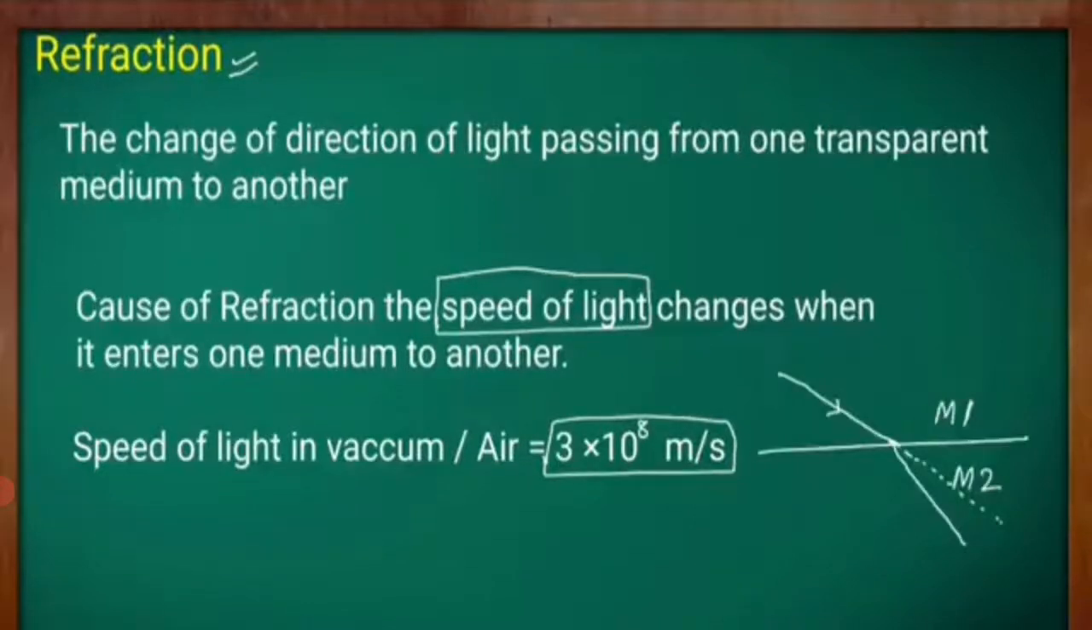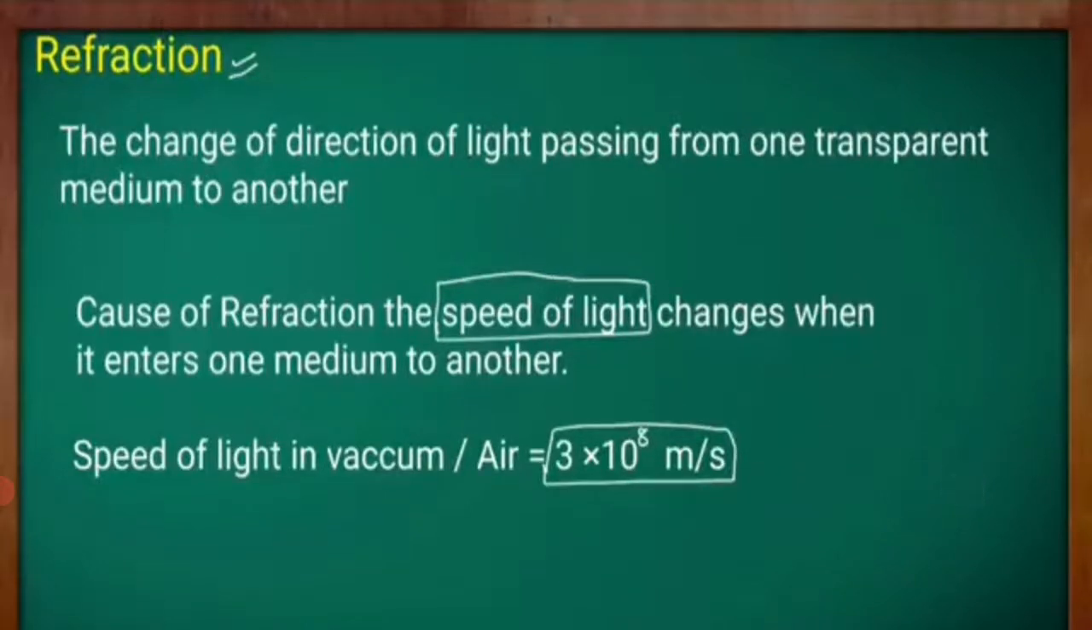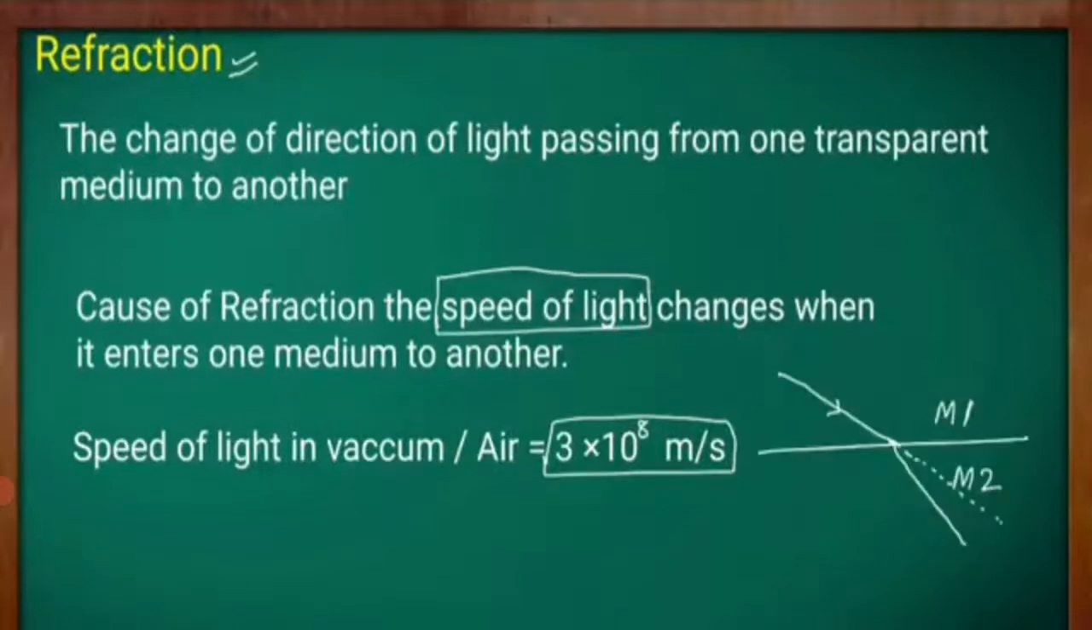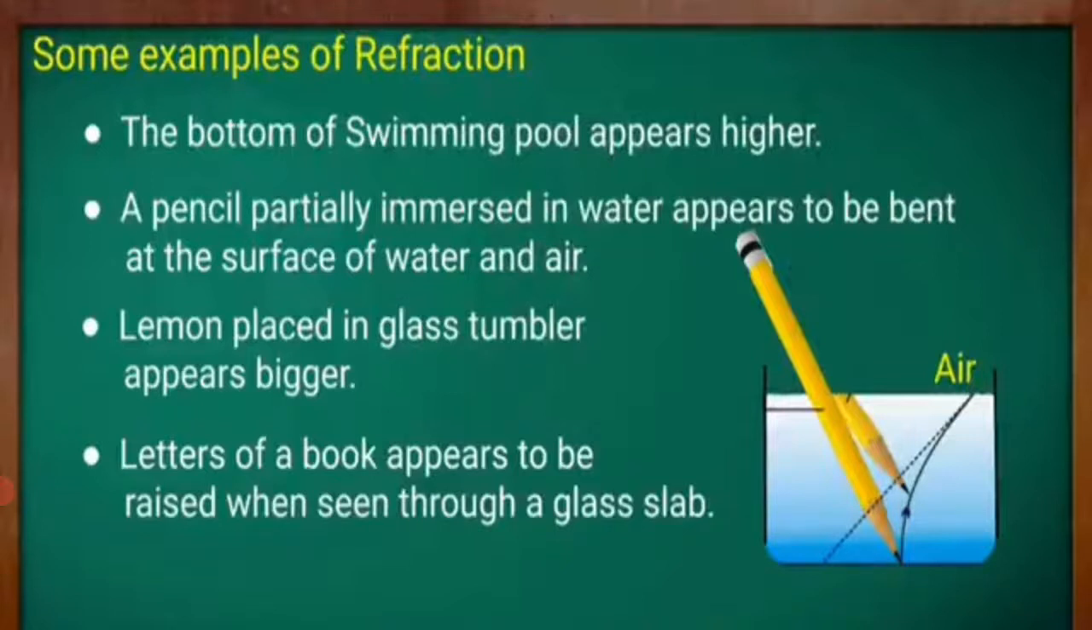If I consider two mediums, say M1 and M2, wherever the light ray is incident in this direction, according to the rectilinear property, it has to come straight, isn't it? But the light ray is not coming straight, it is bending because of the refraction of light. So let us know about some of the examples of the refraction of light.